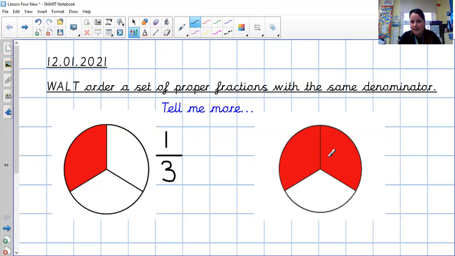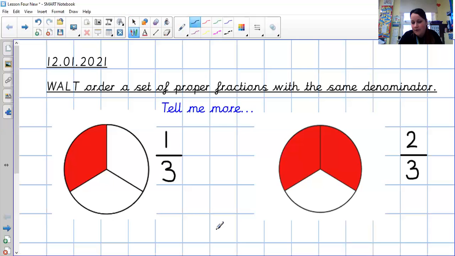Okay, let's have a look at this fraction over here. Again, I'm going to start with my fraction line. And then I'm going to look at my numerator. My whole has been divided into 1, 2, 3 equal parts. So thirds. And my numerator, how many equal parts am I interested in? Here I've got 2 equal parts. So my numerator is 2. So I've got 1/3 over here, and then I've got 2/3 over here.